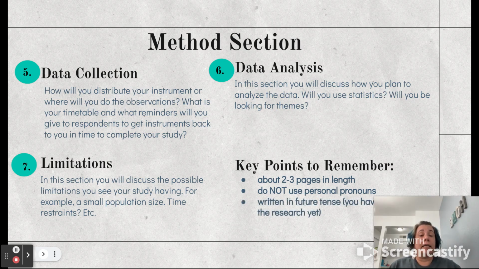And then finally, a point I want to make sure you remember is that all of the writing is going to be written in future tense. Remember, you did not conduct the study. So you will not use past tense. You will use future tense. So this study will address. This study will, not this study did, or the findings were, because you've not actually conducted the research. So that is the method section.